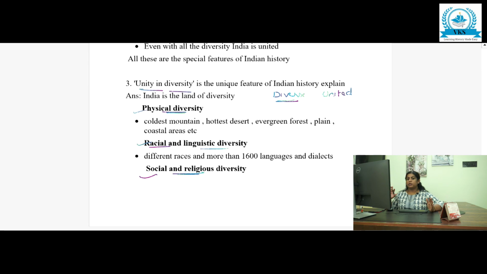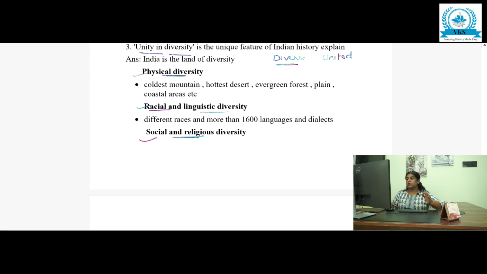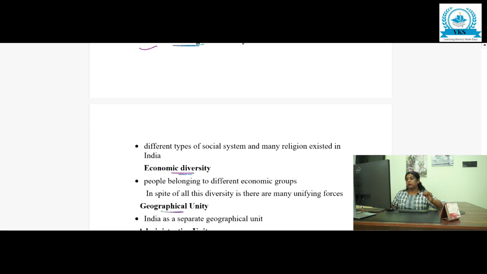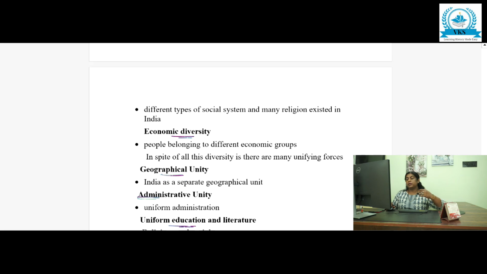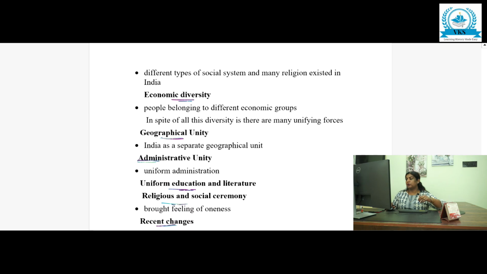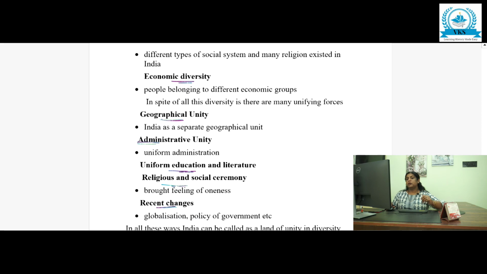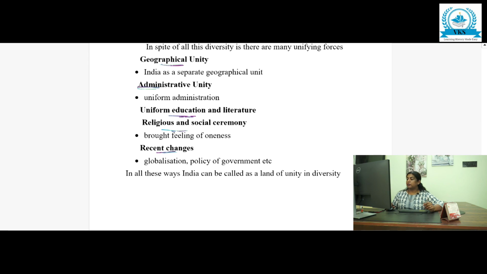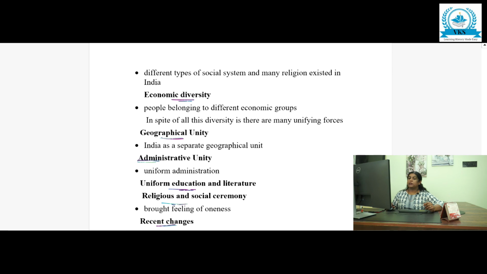So unity in diversity means first you have to write about diversity and then unity. So which diversities are there? Physical diversity, racial and linguistic diversity, social and religious diversity, and economic diversity. Then in which ways is India united? That is geographical unity, administrative unity, uniform education and literature, religious and social ceremonies and recent changes. So in all these ways India can be called a land of unity in diversity. So all these are the important questions from chapter 1.